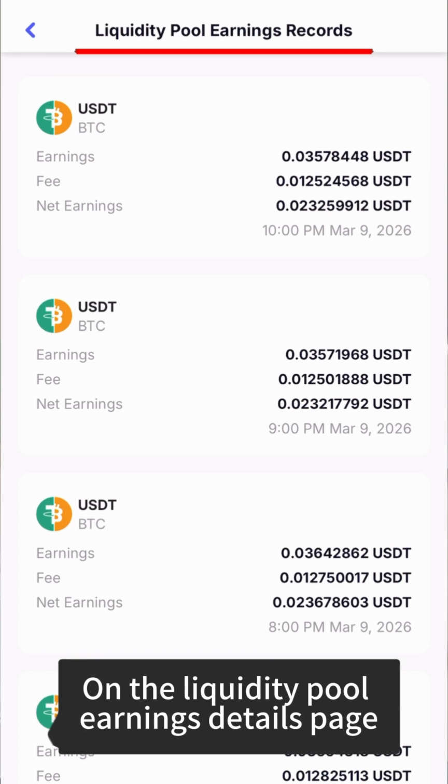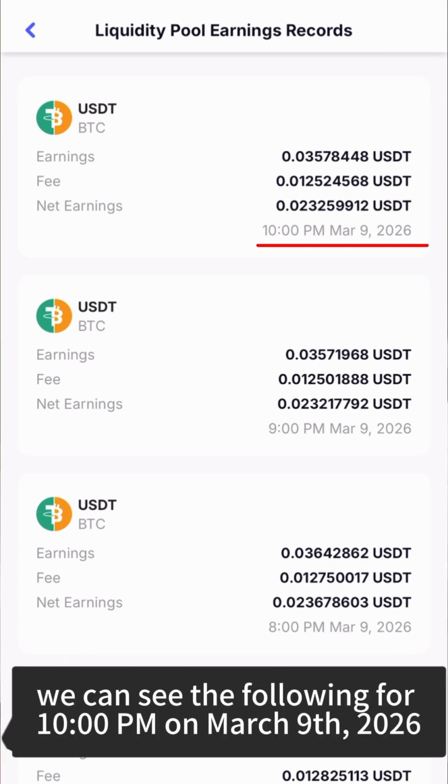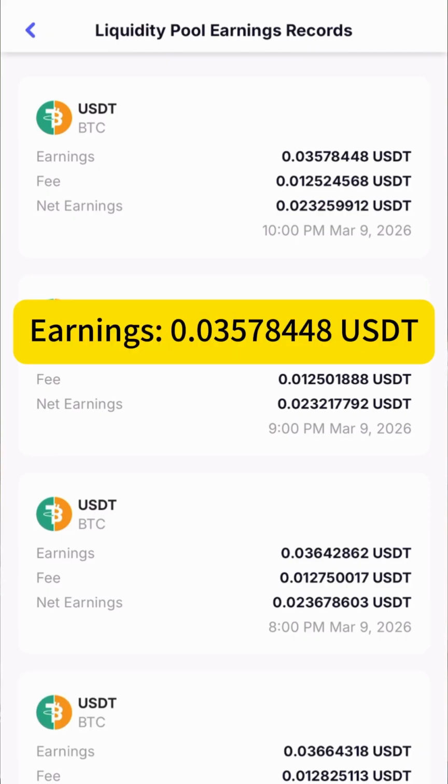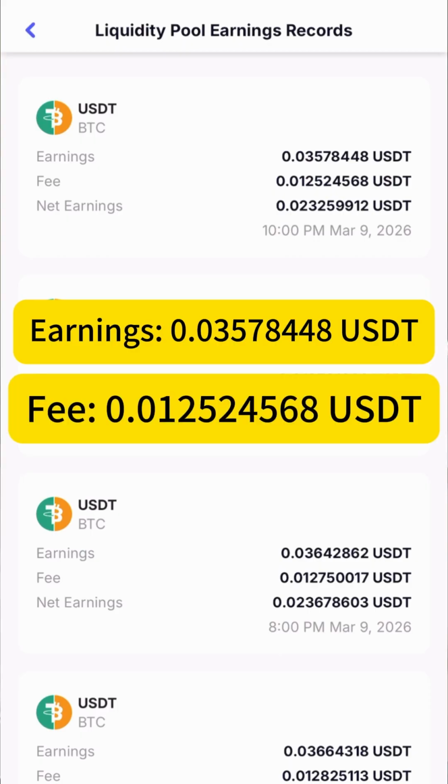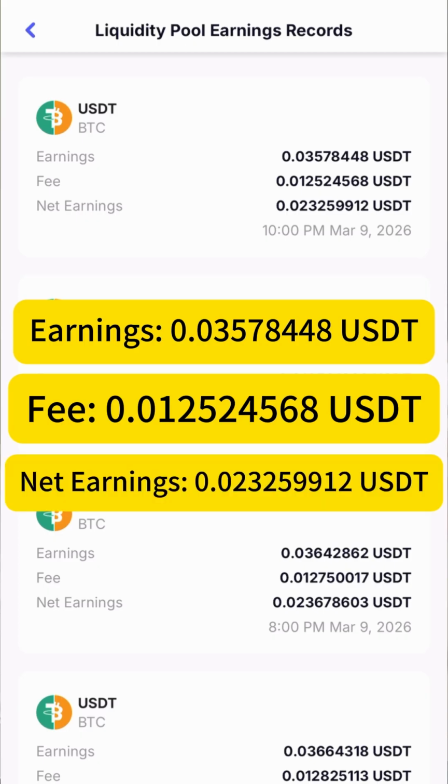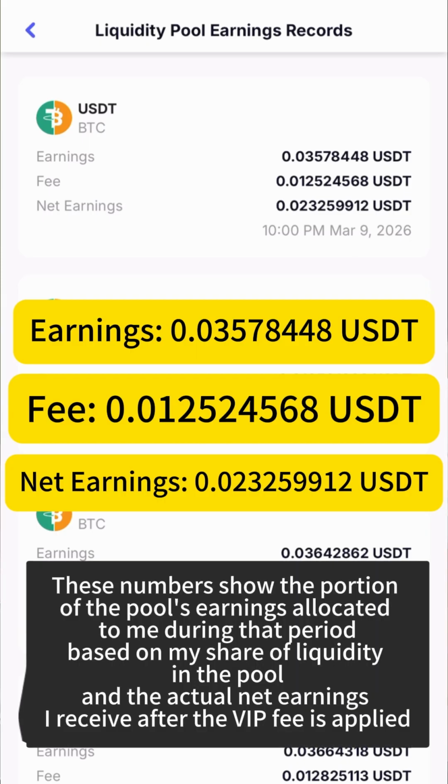On the liquidity pool earnings details page, we can see the following for 10 p.m. on March 9th, 2026. Earnings: 0.03578448 USDT. Fee: 0.012524568 USDT. Net earnings: 0.023259912 USDT. These numbers show the portion of the pool's earnings allocated to me during that period, based on my share of liquidity in the pool and the actual net earnings I receive after the VIP fee is applied.